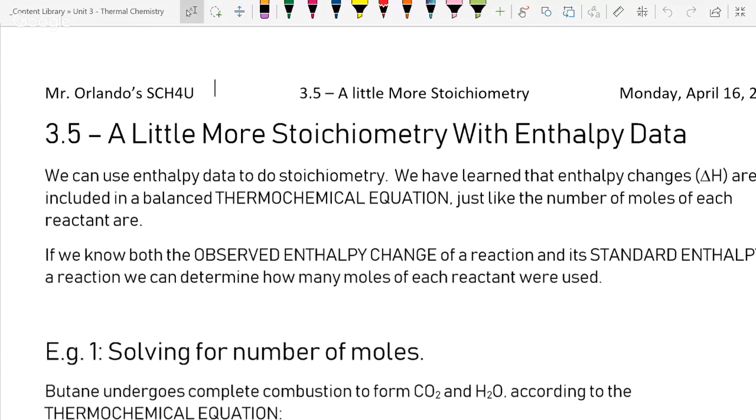So I thought we could definitely use, as discussed, a bit more practice with stoichiometry and enthalpy. So today we will do lesson 3.5, a little more stoichiometry with enthalpy. So I'll bring this around for you, and we're just going to go through some typical enthalpy problems you might come across in your chemistry wanderings.